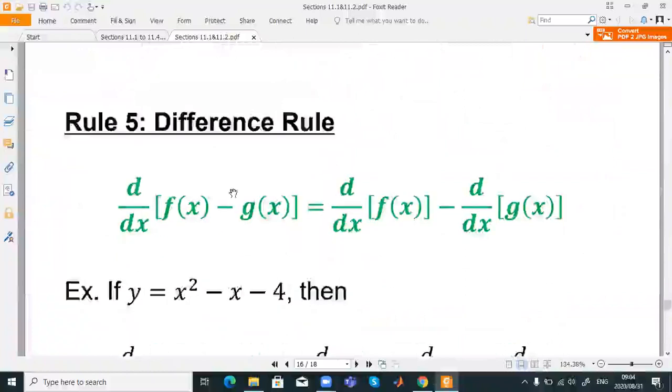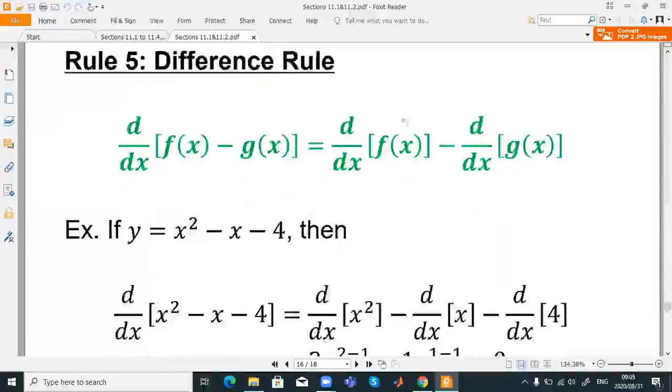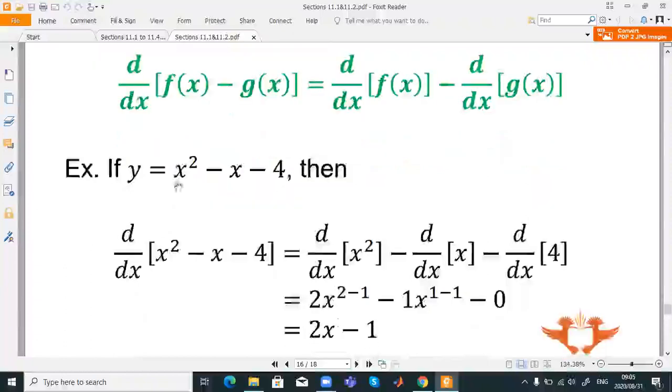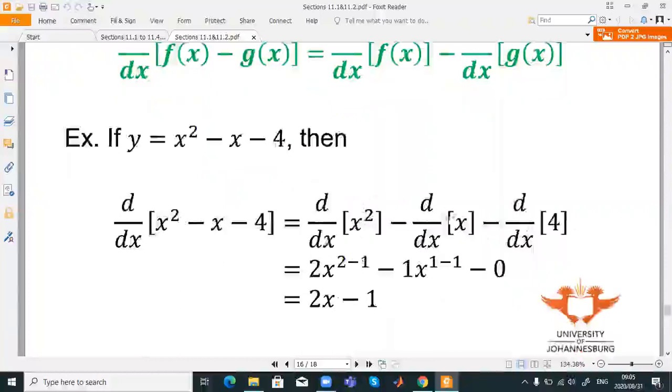Okay, so this rule also applies to the difference rule. It just simply means the difference will have a minus. So we'll have f of x minus g of x. If both f of x and g of x are differentiable, then what is the derivative of f minus g? It is the derivative of f minus the derivative of g. So here y is equal to x squared minus x minus 4. So we differentiate this function. It becomes the derivative of x squared minus the derivative of x minus the derivative of 4. Here you apply the power rule, and you apply the constant rule here. So that gives us the derivative, which is 2x minus 1.